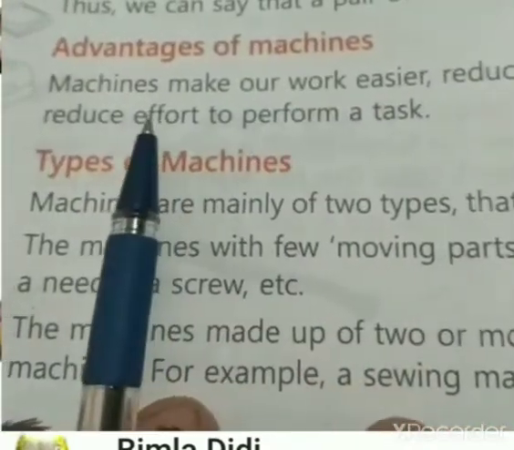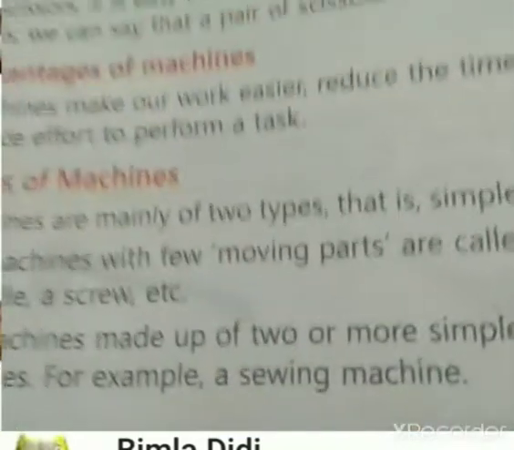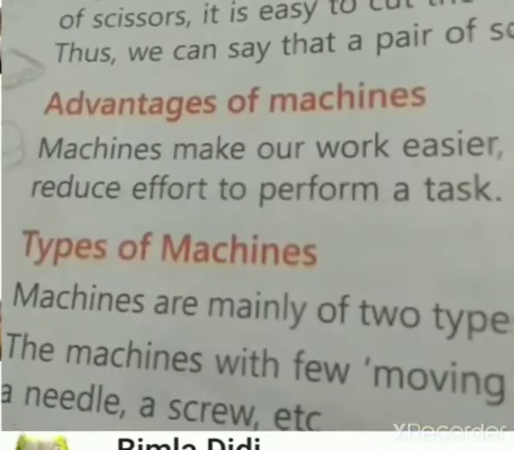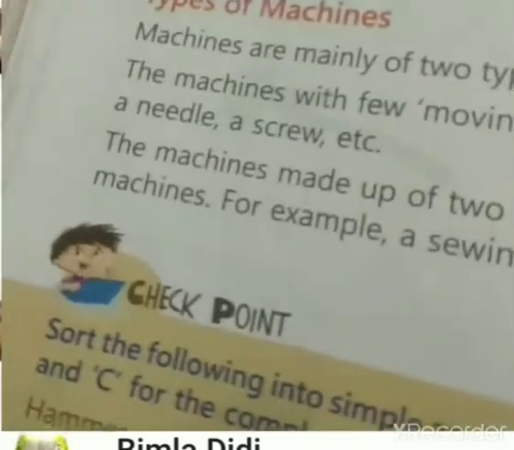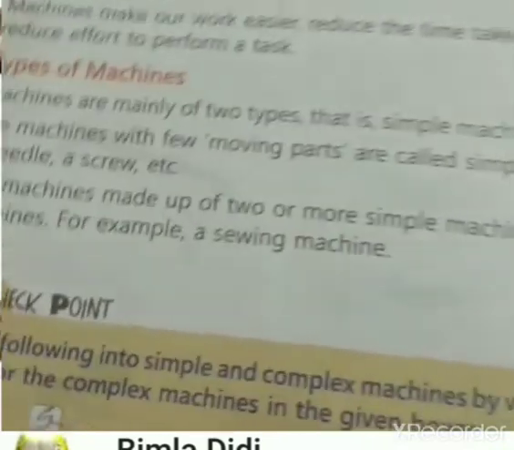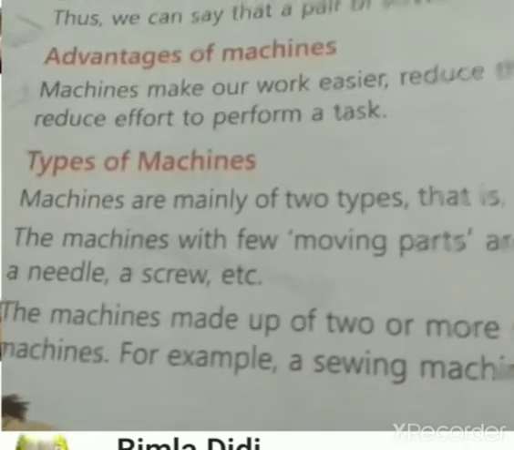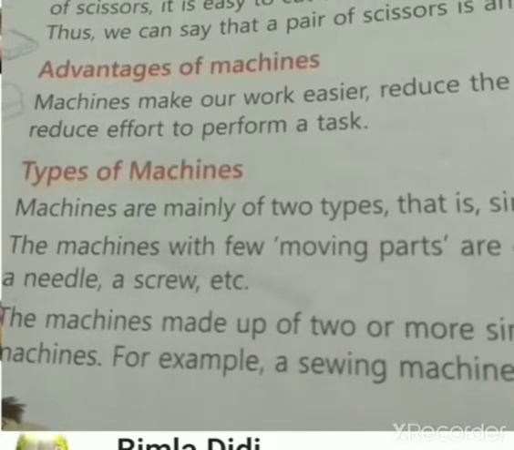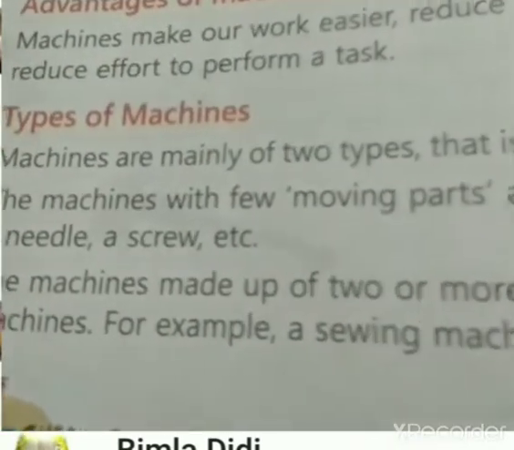Advantages of machines. Machines make our work easier. They reduce the time taken to do the work and reduce the effort to perform a task. You see that a sewing machine reduces the time for sewing clothes. And another thing, you see the mixer and grinder at home, that also reduces the time for making food.